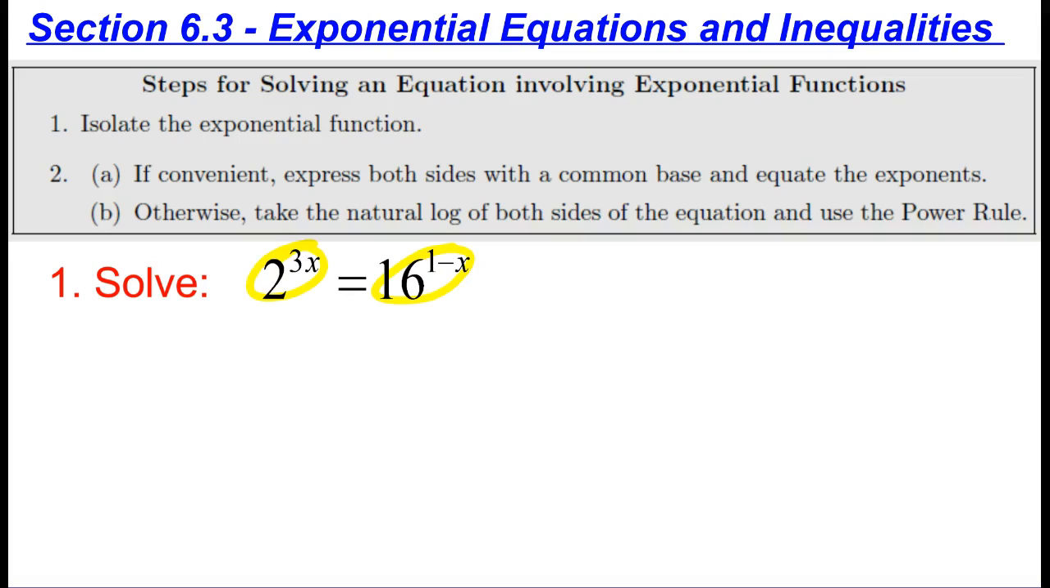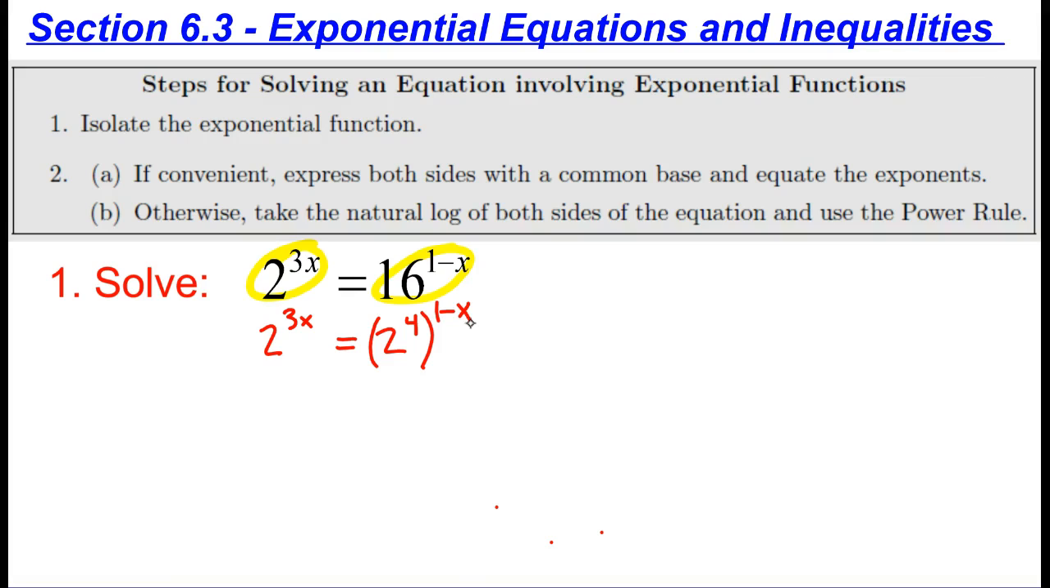Second thing we'll try to do here is to express both sides with a common base and then equate the exponents. And I think we'll be able to do that with this one because both 2 and 16 are powers of 2. On the left hand side, I'll start by rewriting this as 2 to the 3x. Notice I haven't changed anything. On the right hand side, I'm going to go with 2 to the 4th power raised to the 1 minus x. 2 to the 4th is equal to 16.